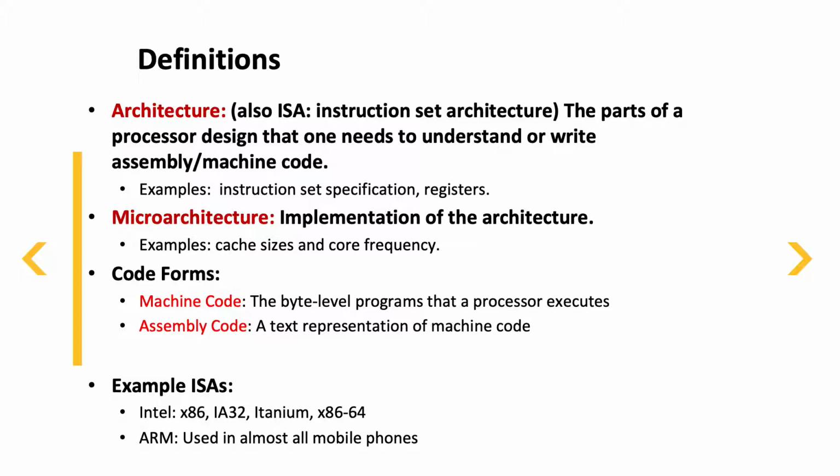So let's start with architecture. It's also referred to as ISA, or instruction set architecture. This is the parts of a processor design that one needs to understand to write assembly or machine code. So the instruction set specification: how many registers do you have? What are their sizes? What are they referred to as?